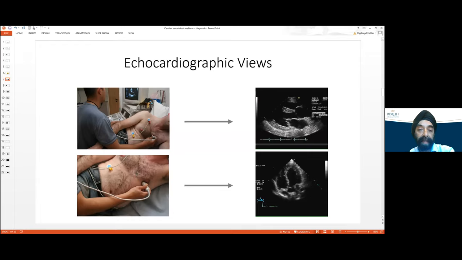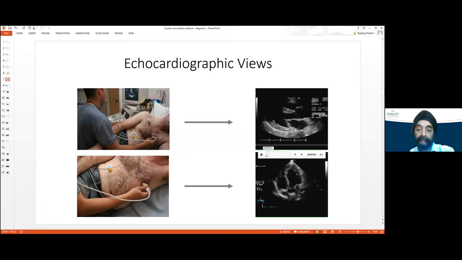So here's a parasternal examination. This is just to the side of the breastbone. And this is the sort of image that we can expect. So here's the left ventricle, which is the main pumping chamber. These are the two valves on the left side of the heart. And we can see the right side of the heart at the very top of the image.